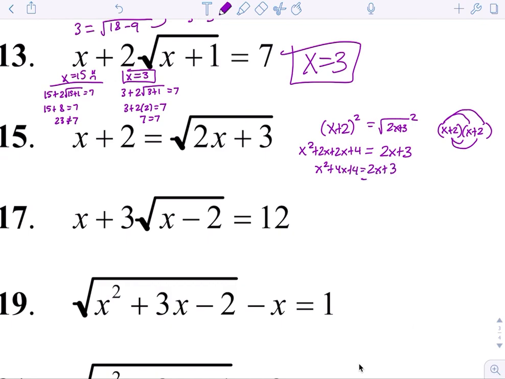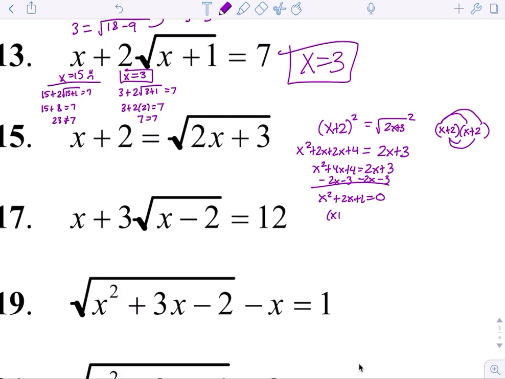And now let's just solve for x. So subtract negative 2x and minus 3 from both sides. x squared plus 2x plus 1 is equal to 0. Factor that out. Two things that multiply to 1, but add together gives you 2. x plus 1 times x plus 1, which means x is equal to negative 1.